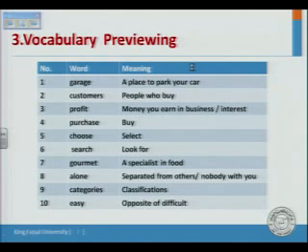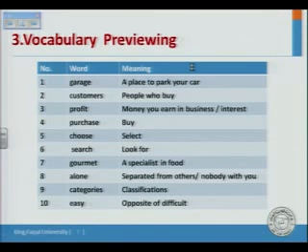Dietitian. Yes. Number 8, alone: separated from others, nobody with him or her. So we say alone means wahid. Number 9, categories, classifications.